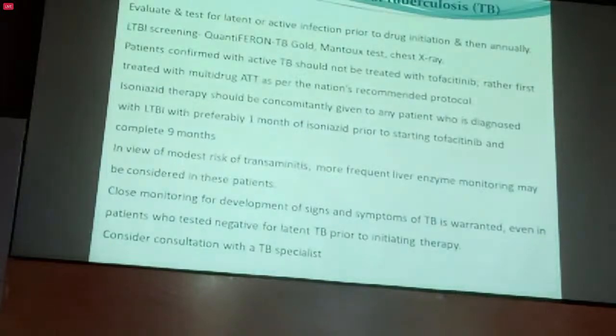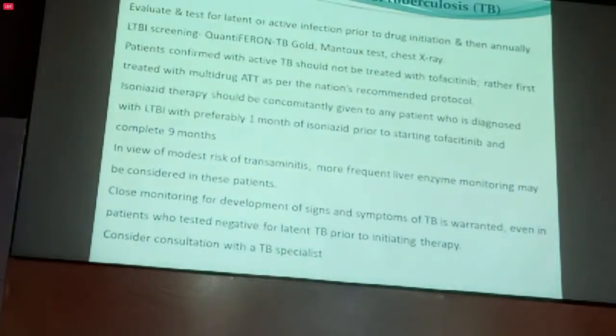In patients who have latent tuberculosis infection, isoniazid therapy should be started, and patients should complete at least 1 month of isoniazid before tofacitinib is started, and the complete course will be 9 months. In view of the modest risk of transaminitis with isoniazid, frequent monitoring of the liver is necessary. And close monitoring for signs and symptoms of tuberculosis is warranted even in patients who tested negative for latent TB infection prior to initiating the therapy.